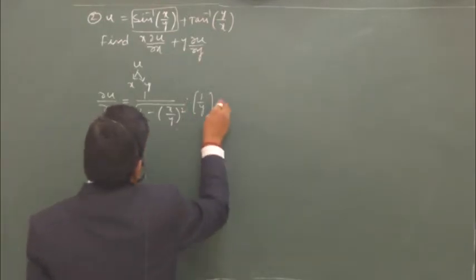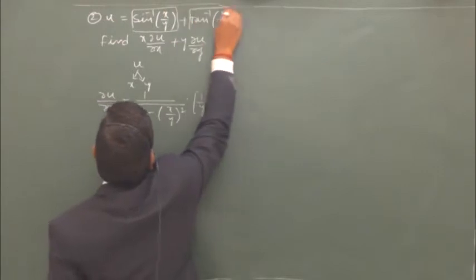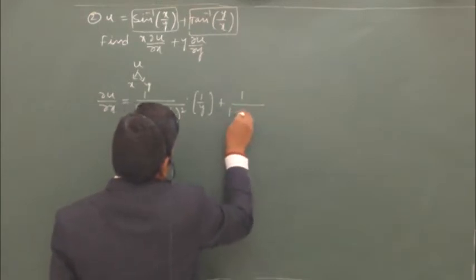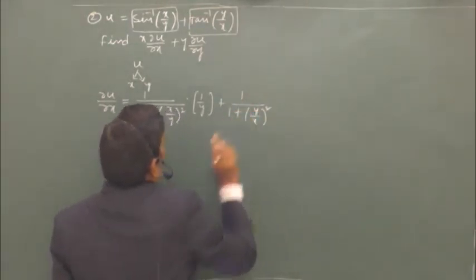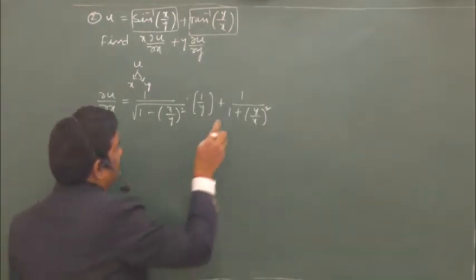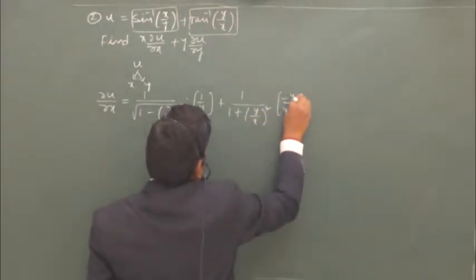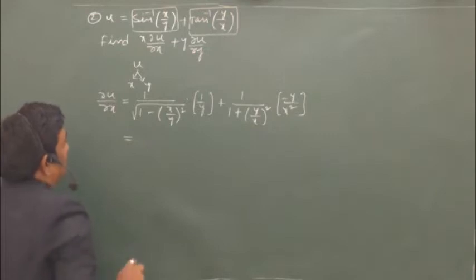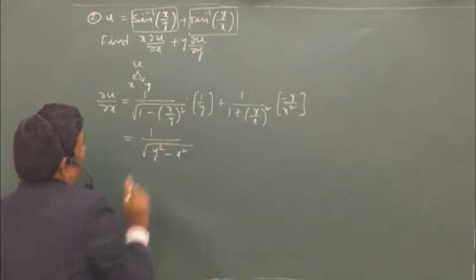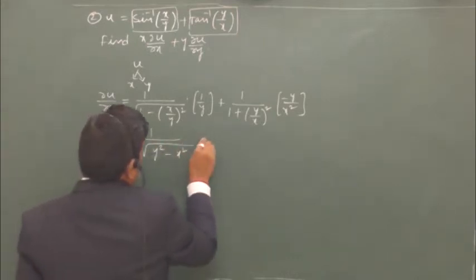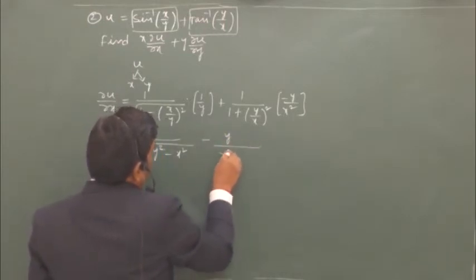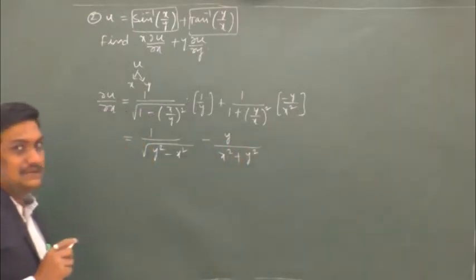Now the other term, the derivative of tan inverse of y by x. Its derivative is 1 by 1 plus x square, where x is y by x, and the internal derivative, that is the partial derivative of y by x with respect to x, is minus y by x square. Now it is 1 by root over y square minus x square, where y will be cancelled, minus y by x square plus y square, where x square will be cancelled.